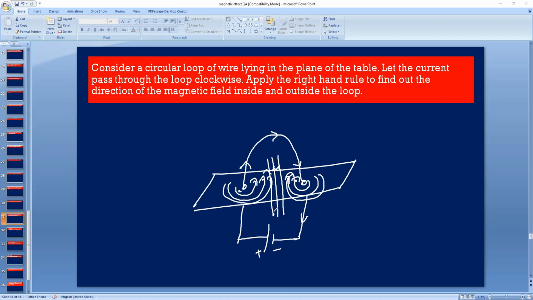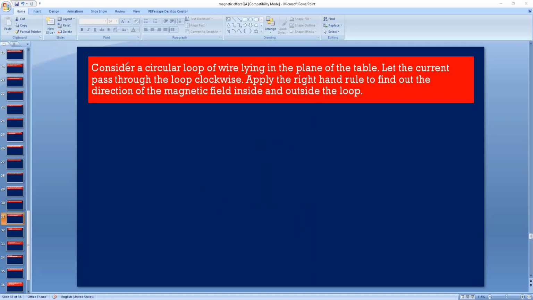Now we understand that the answers are the same. Questions keep on changing, but it gives you the same answer for each and every repeated question.